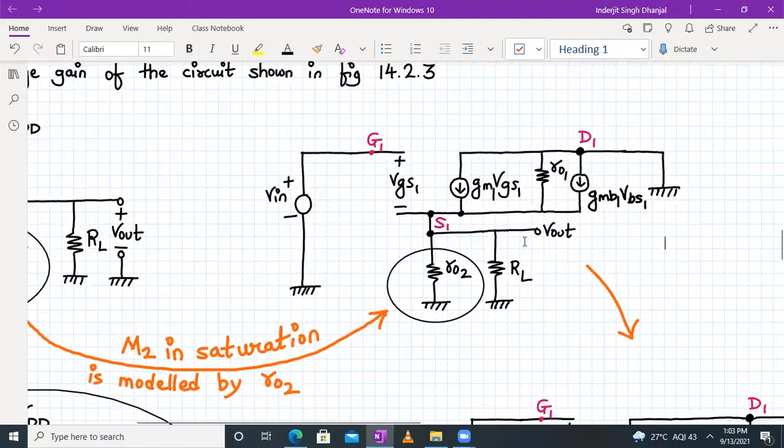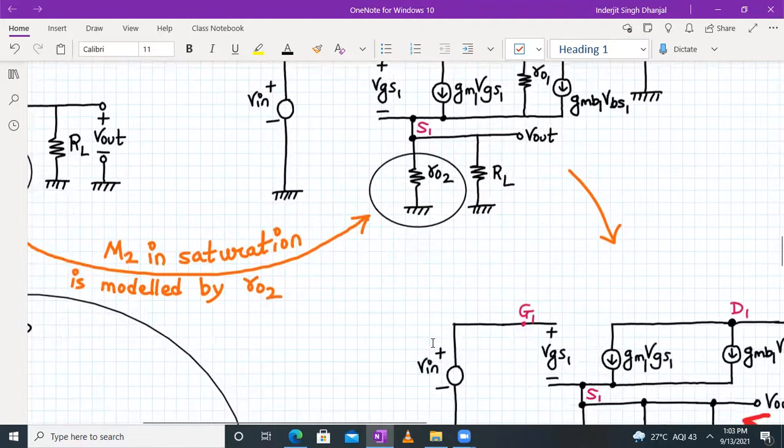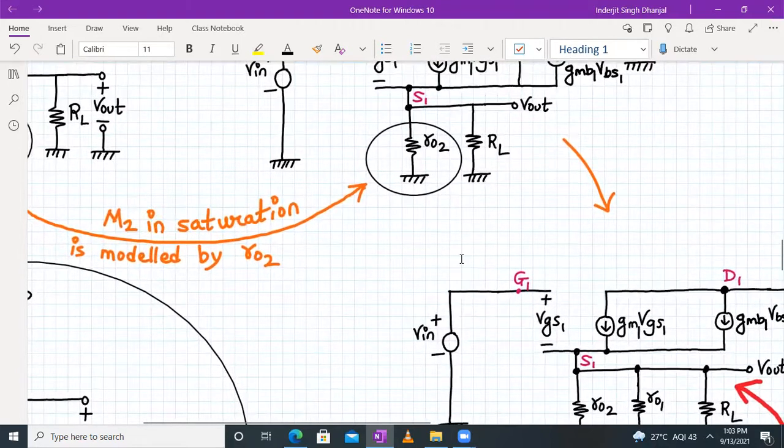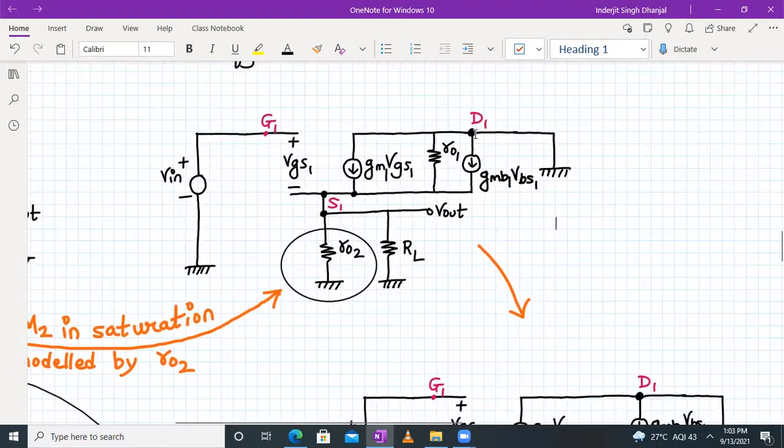So for this circuit, we have to determine the ratio of Vout upon Vin. Now, don't try to solve it by the traditional approach. We'll solve it by an analytical approach. If you look carefully at this transistor, the drain terminal is connected to ground. And over here, this resistor RO1 is connected between the source terminal and the ground terminal. So that means RO1 will be in parallel with your RO2 resistor.